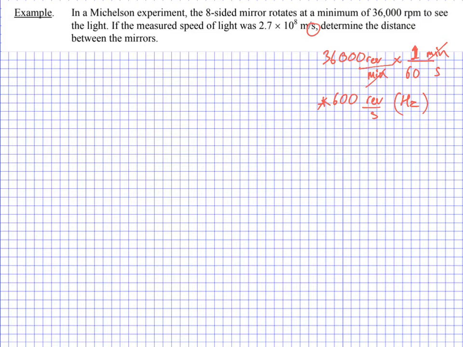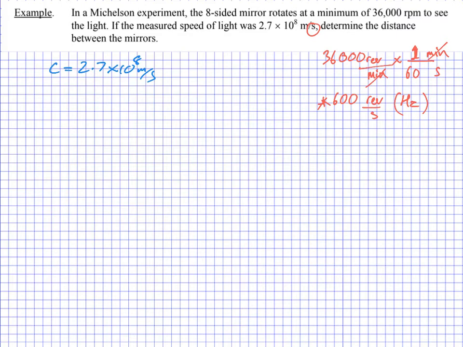So we have a measurement for the speed. It's not quite as much as the speed of light that we know to be, but we're going to write that down. So we're going to say that c, in this case, the measured value for c was only 2.7 times 10 to the 8 meters per second. Why would it be so much less?